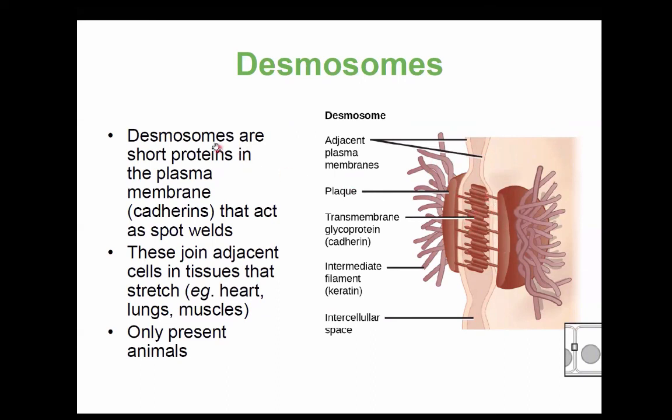Now, desmosomes are made up of intermediate filaments. These are short proteins in the plasma membrane, called cadherin proteins. These proteins act as spot welds. So basically, these are cadherin proteins. Here's a desmosome on this side, a desmosome on the other side. These proteins hold the two cells together like rivets. They join the adjacent cells in stretchable tissues such as heart, lungs, muscles, etc. These are only found in animal cells.